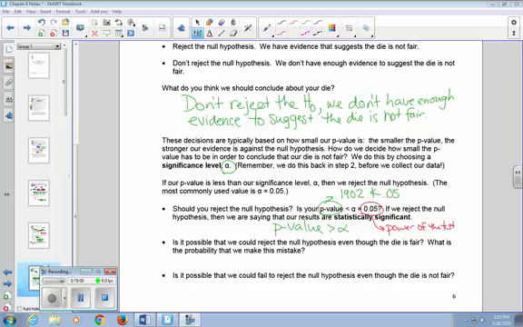Okay. Second one, is it possible that we could reject the null hypothesis even though the die is fair? That's certainly possible. Right? The chance that that happens, or the probability that we make this mistake, is alpha. That's the 0.05 or 5%. And then the last one, is it possible that we could fail to reject the null hypothesis even though the die is not fair? This again can happen. It's another possible mistake. So in this case, we can say yes, that's a possibility.